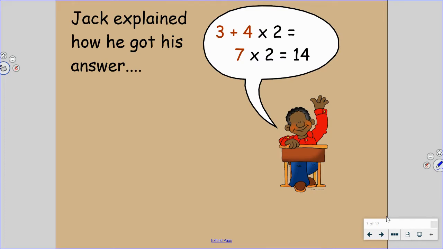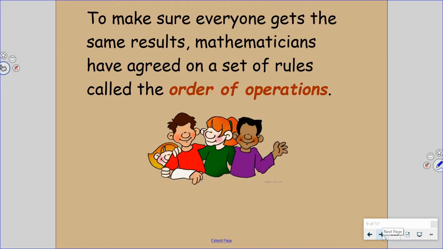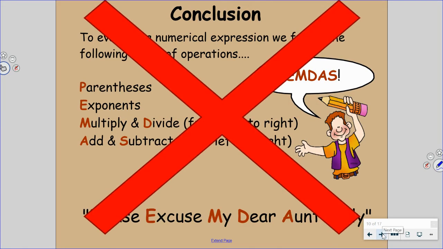Now, when Jack explained his answer here, he said, look, first thing I did, 3 plus 4 is 7, 7 times 2 is 14. Meanwhile, Jill said, well, I'm going to multiply 4 times 2 first to get 8, and then add 8 and 3. Well, we got to make sure that everybody has the same results. So we say mathematicians have agreed on a set of rules. It really just kind of exists in the nature of number. We just call these rules the order of operations.